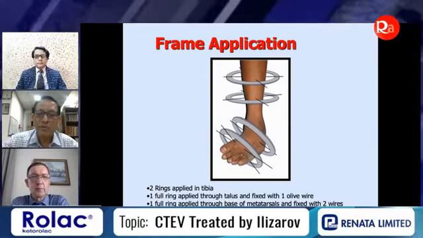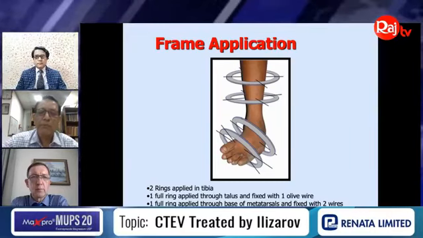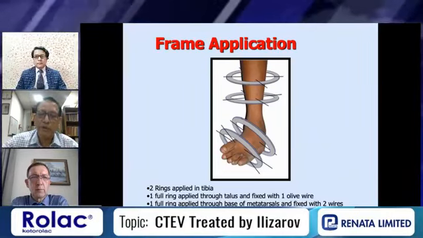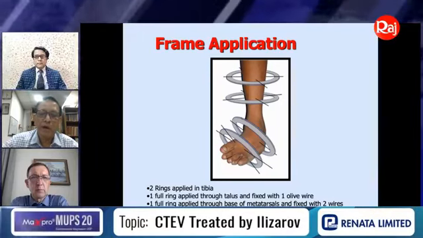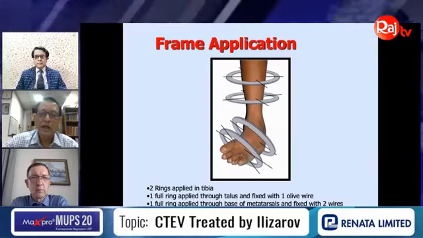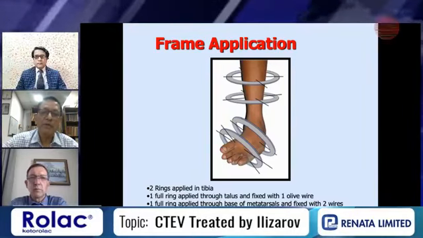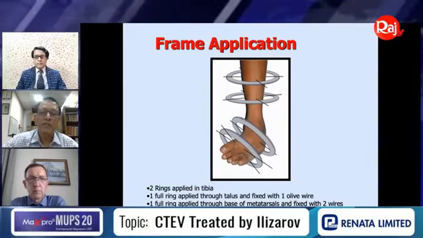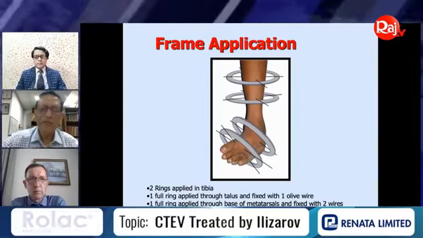A full ring is applied through the talus and fixed with an olive wire, because the base of the Ponseti treatment is the talus. So we put one olive wire and a full ring applied through the base of the metatarsals, fixed with two wires. We were trying to correct the deformity without applying the full ring, but it's very difficult because rotation is not possible. So we have put the full ring there.